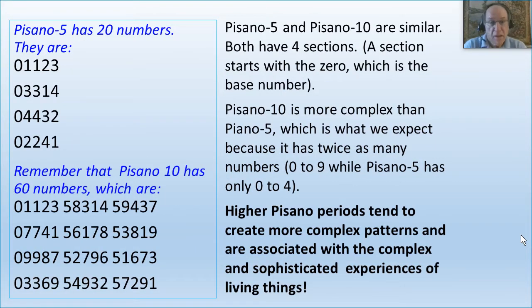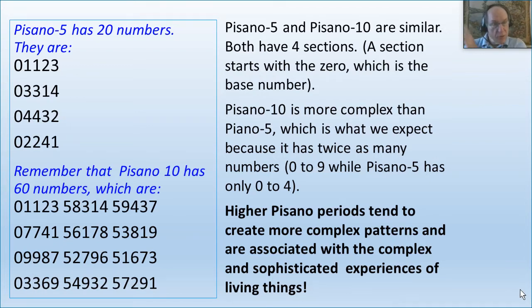Now, let's compare Pisano 5 to Pisano 10. On the left side of this slide, I have the 20 numbers of Pisano 5 in the upper left corner, and I've arranged them into their 4 sections. In the lower left, we have the 60 numbers of Pisano 10. You might remember that there are 60 numbers, and there they are. They are also in 4 sections.